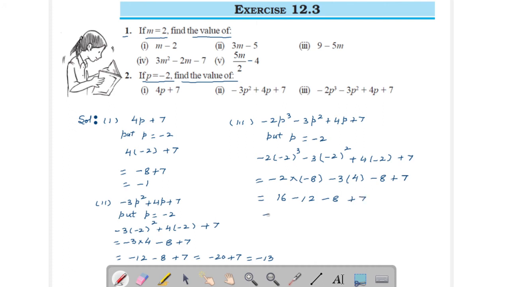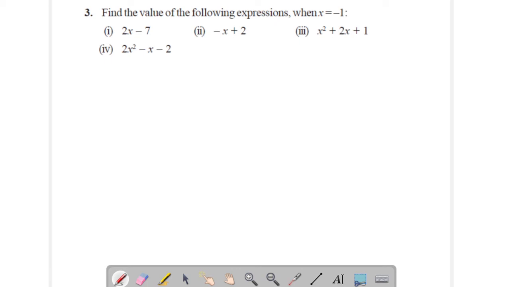Here collect the like terms, that is 16 plus 7 minus 12 minus 8. You will get 16 plus 7, it is 23, minus 12 minus 8, it is 20. 23 minus 20, it is 3. This is your answer.